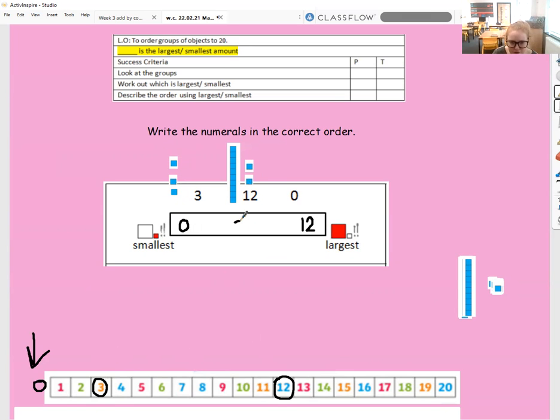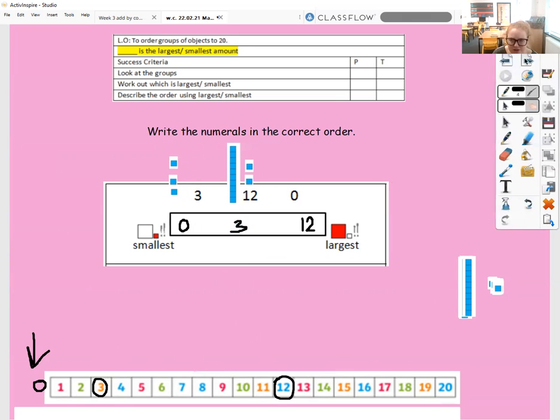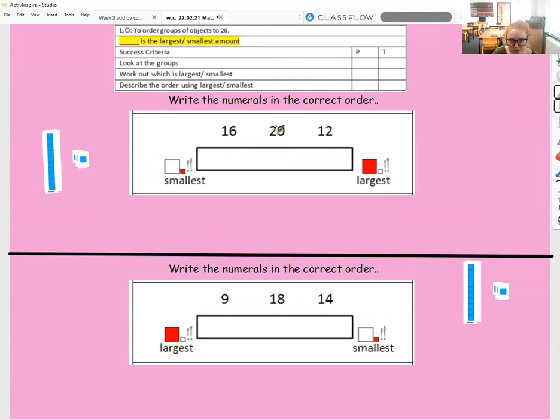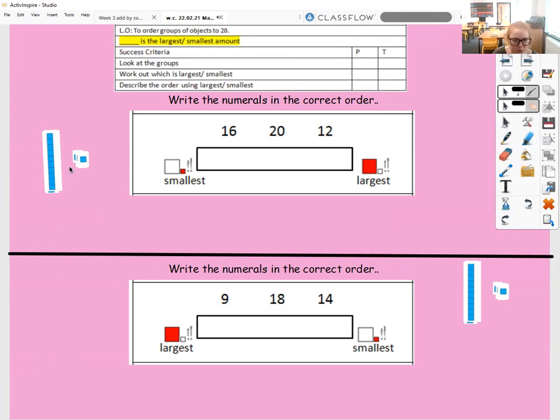And I'm going to put my 3 in the middle because that is what is left. Let's have a look at this one. So here we have some numbers. We've got 16, 20 and 12. Let's make those up with our Deans.